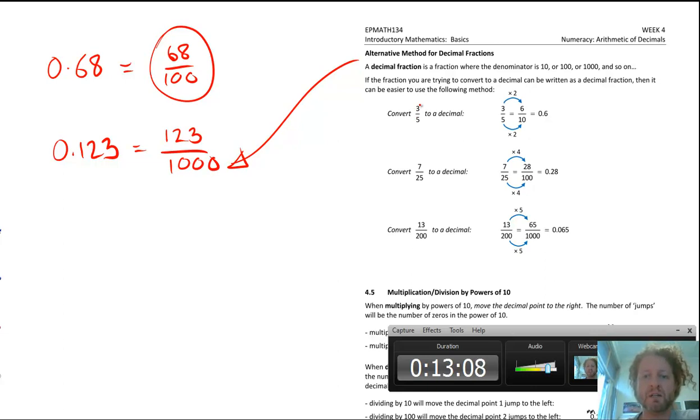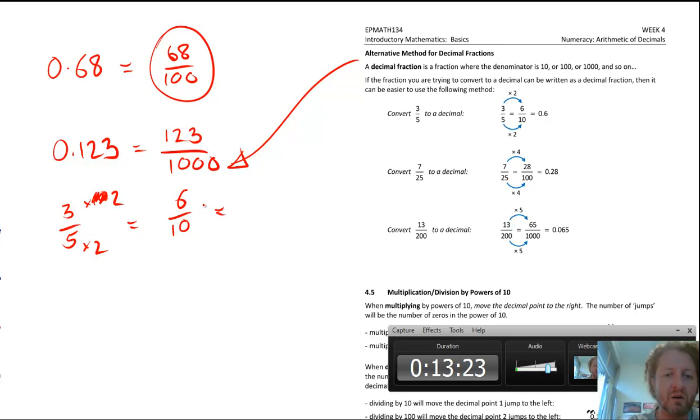On the previous page, we actually did 3 divided by 5 and got 0.6. But I could have said 3/5, times the top by 2 and the bottom by 2, because I spotted the denominator can become 10. That's 6 on 10. And we know 6 on 10 is 0.6 because there's 1 zero, it means there'll be 1 decimal place. 6/10 is a 6 in the 10th column. Same with 7 on 25.